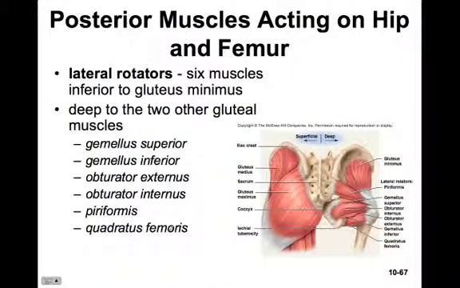There are 6 muscles that act as lateral rotators that are inferior to the gluteus minimus. We have the gemellus superior and inferior, the obturator externus and internus, the piriformis, and the quadratus femoris. Know that all these muscles are in here. However, the piriformis is the most notable of these. So the rest of these you can take off your list of responsibility.